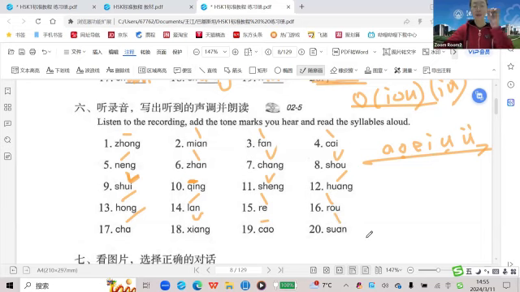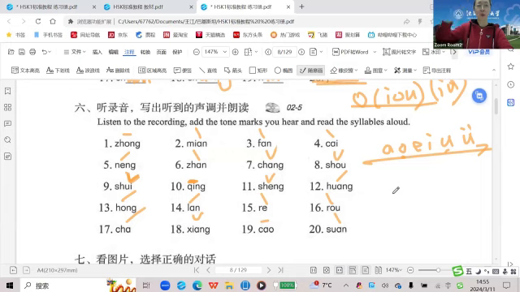Okay, very well. So who has done all these exercises correctly? You can raise up your hand. If you have done all these exercises correctly, it means you are doing very well in the tones. Otherwise, you still need to practice the tones, and you need to familiar with the 4 tones.